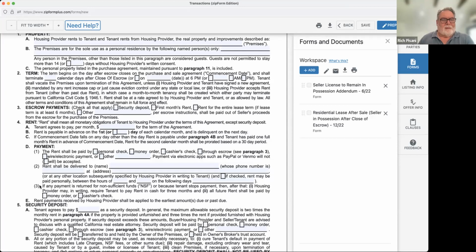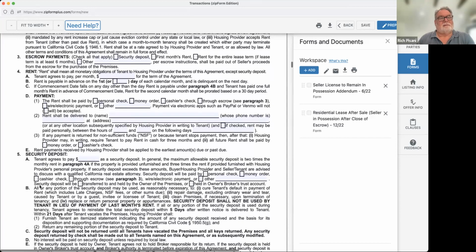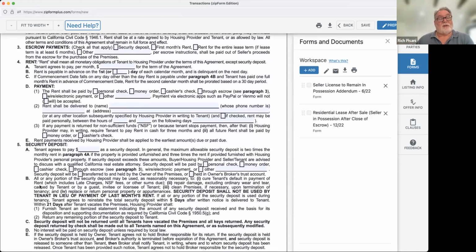Check if it may be paid personally. They want to pay it personally, and it says what hours. If payment is returned for insufficient funds, the landlord may require the person to pay it in cash, and all future payments by money order or cashier's check. Security deposit, this talks about the security deposit.